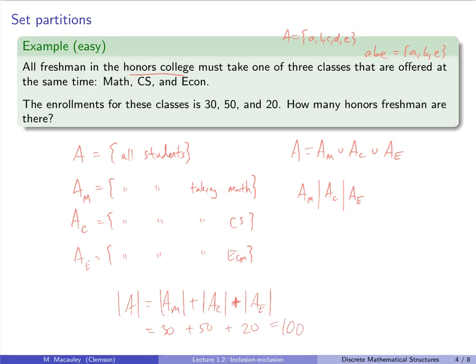If you were to draw a Venn diagram of this, they would actually be disjoint: AM, AC, and AE. So it makes sense, 30, 50, and 20. You don't have any overlap, so you're not going to have any overcounting like we did before. Okay, so that is the easy case, when the things we are looking at are actually a partition.